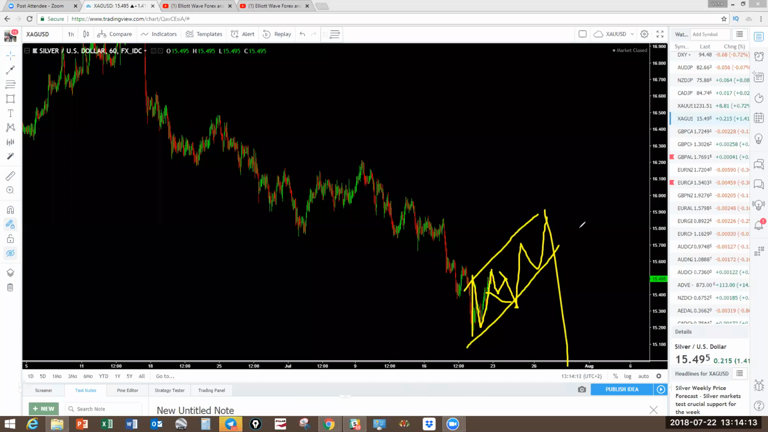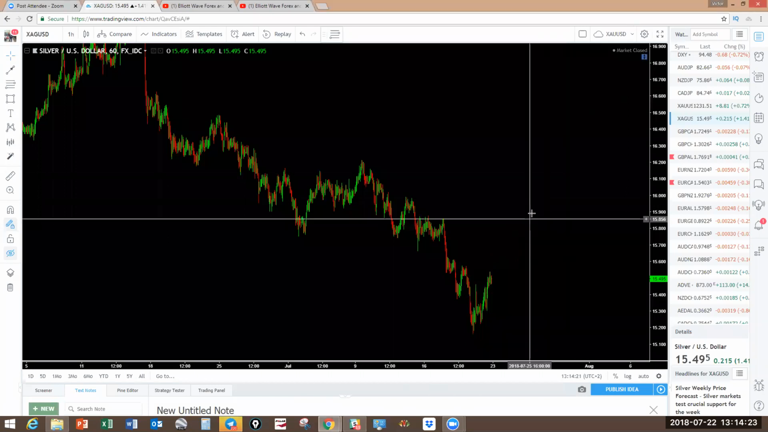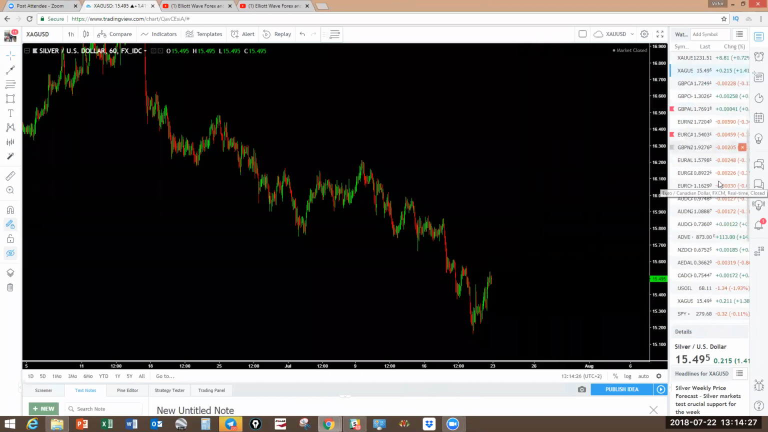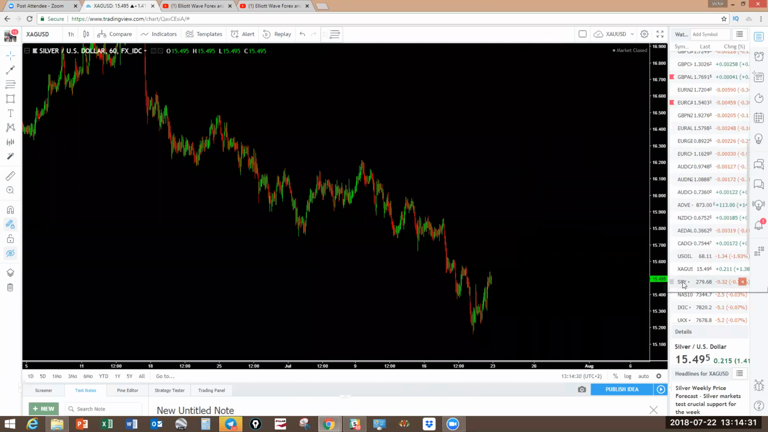So with silver and gold, you need to wait for these structures to play out. And if you're an aggressive trader, you can trade this to the upside if you know structure and you know what you're doing. That is silver, and we've done silver and gold. Now we can go to the indices. Let's have a look at the indices. We'll start with the S&P 500.